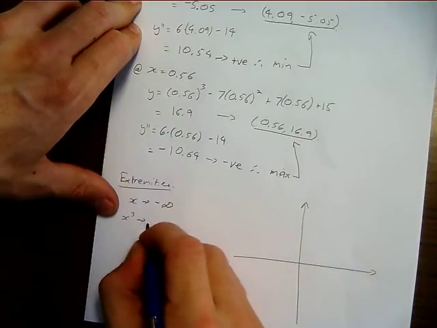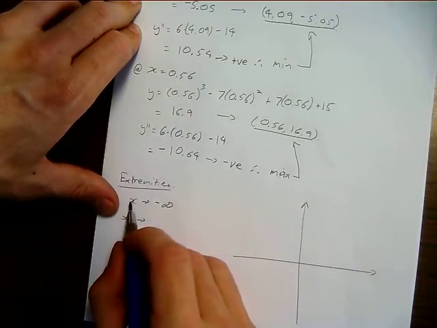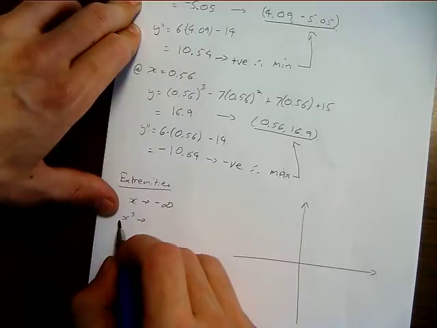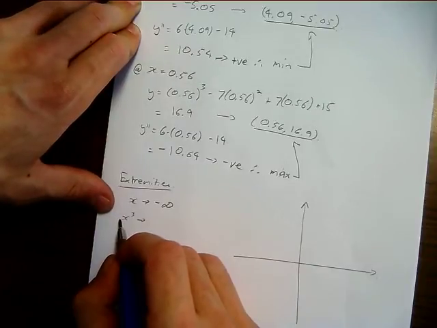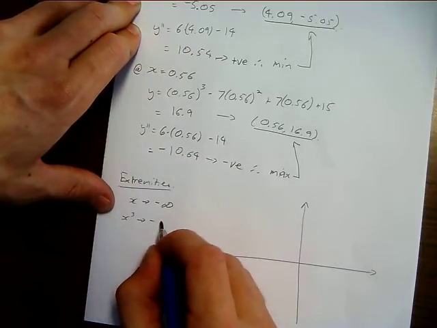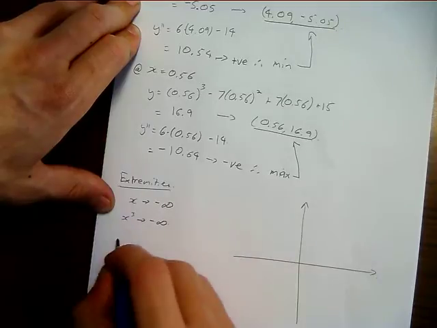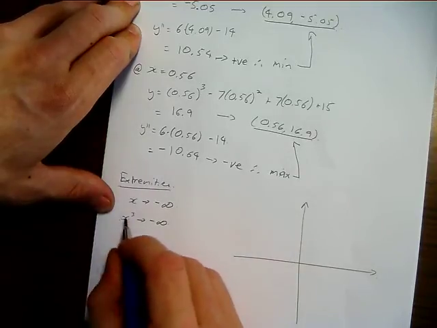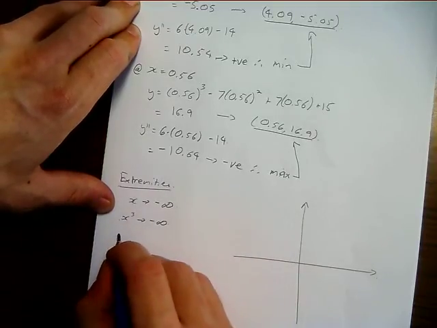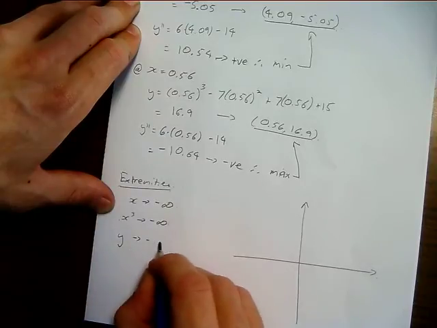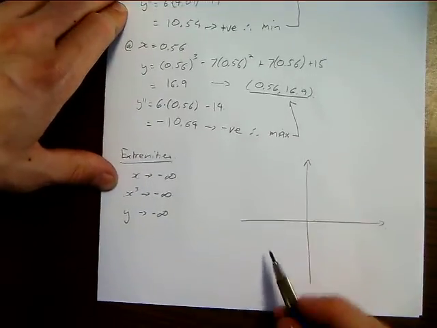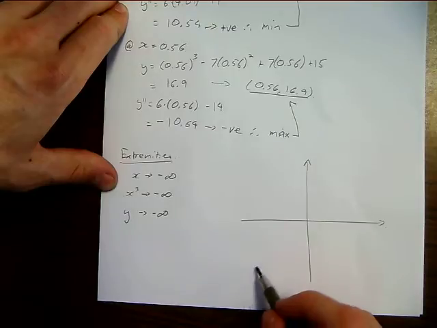So if we give x a very big negative number, what is x cubed going to be? It's also going to be a very big and negative number. Okay? And because the x cubed, which is the biggest term, is very big and negative, the y is then very big and negative. So that means we come from negative y.